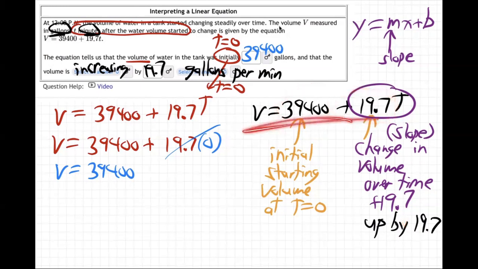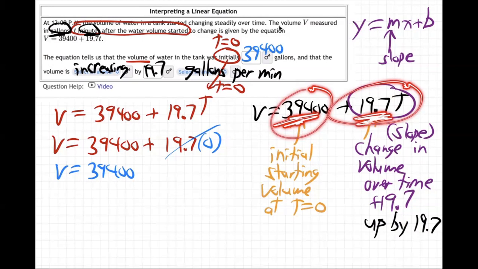So whenever you have a linear equation, the number that does not have the letter, that's the starting amount. And the number next to the letter, that's the slope. That's the amount it changes by per minute. In this case, per minute, per whatever the unit is. In this case, time is minutes, so per minute. And so that's how it works. And so there we go.